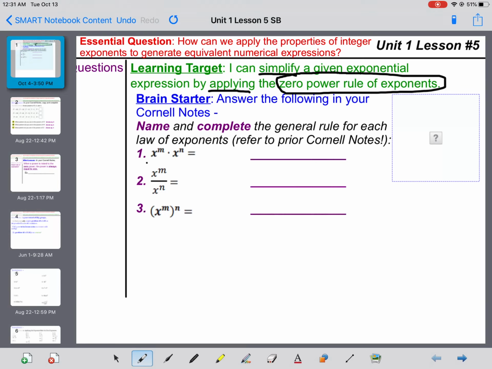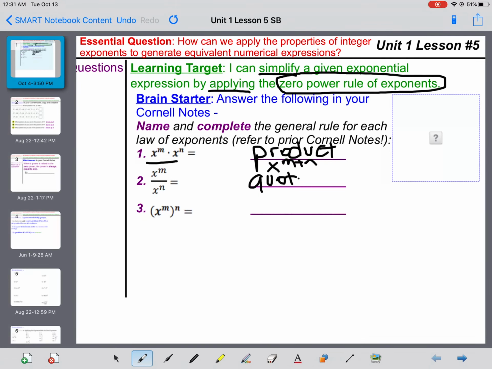All right, with the brain starter, the first one here, we see that two bases are multiplying with the same base. We're going to keep the base and add the exponents. The name of the rule would be the product rule. So this is going to be the product rule. This would be x to the m plus n power.